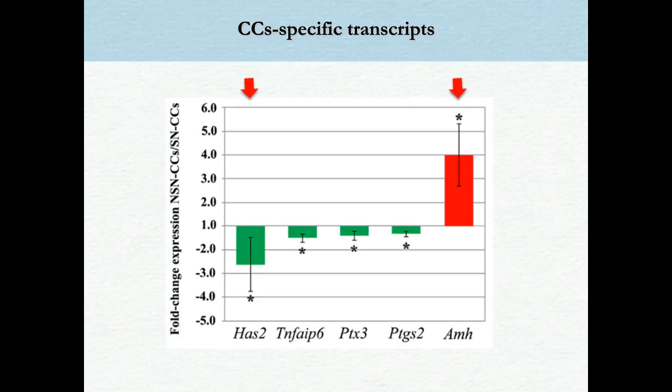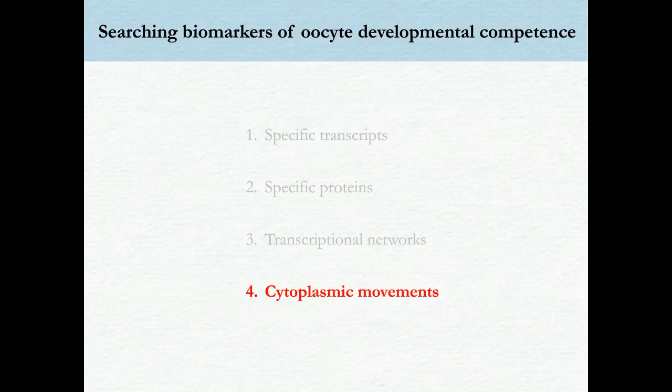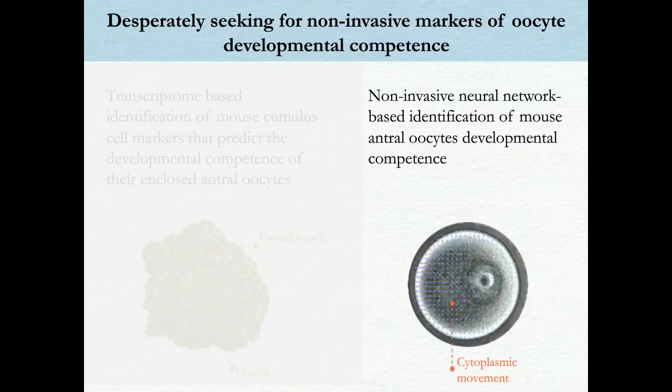Next, we studied the changes to the cytoplasm movements occurring during the maturation of the antral oocyte to reach the metaphase 2 stage. As I said earlier, this process occurs in vivo at the time of ovulation, and it can be obtained in vitro during about 9 hours of culture.